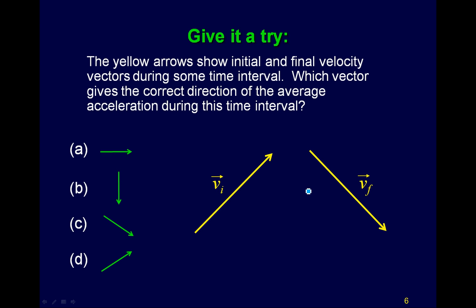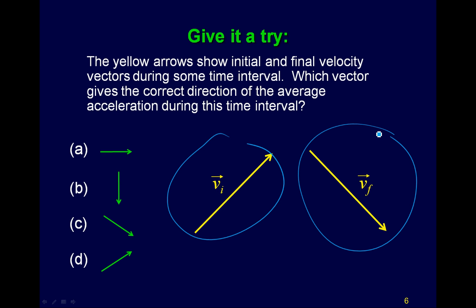So to look a little bit more, let's look at a case like here. Here we have an initial and a final velocity, these two yellow vectors. Here's my initial right here, and here's my final. If these are my initial and final vectors, which one on the right gives me the correct direction of the average acceleration during this time interval? So pause, think this over, and we'll talk about it. All right, hopefully you got this one here, B.